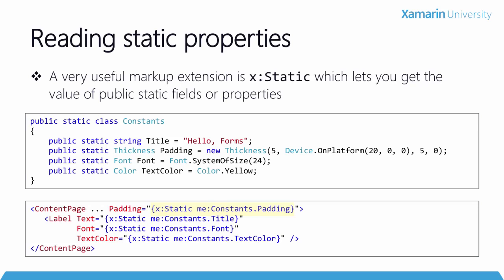One of the most useful built-in markup extensions is the x:Static extension. This reads a public static property or field from a specified class. This allows you to define values in code behind and then set them in XAML. For example, here we define a set of constants and then apply them to all of our properties. You could use this approach to define platform-specific values determined in code, or even to provide user-defined values such as profile settings, because we can define all that in a class in code and then just read the value with this markup extension.